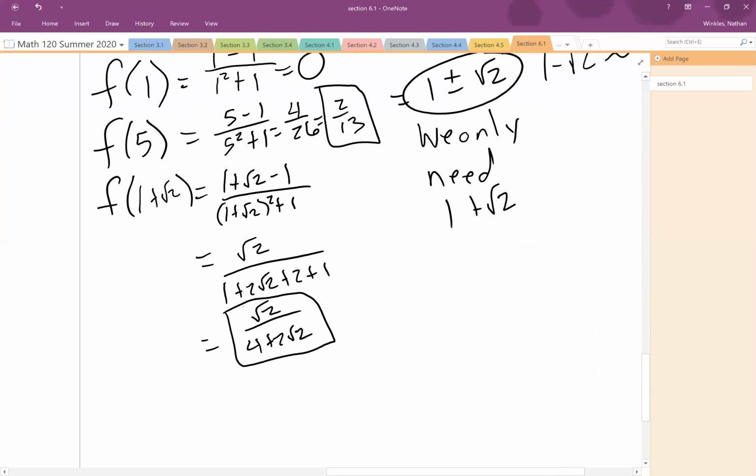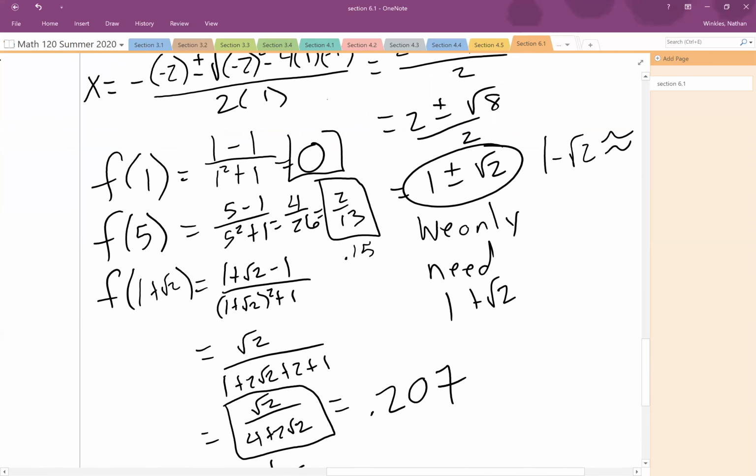So we've got 0. So the question is, what is, so 2 divided by 13 is 0.15. And then square root of 2 divided by 4 plus 2 times the square root of 2 is 0.207. So this is our absolute max. And 0 is our absolute min. So they can get ugly.